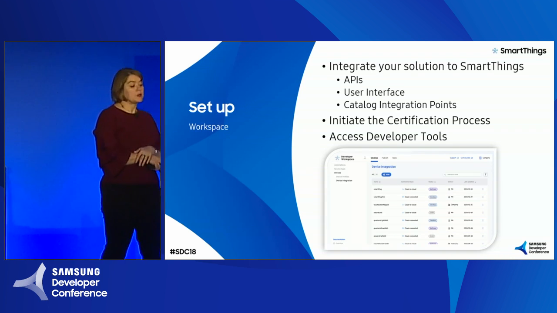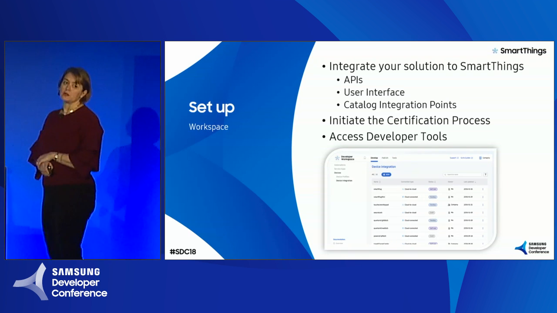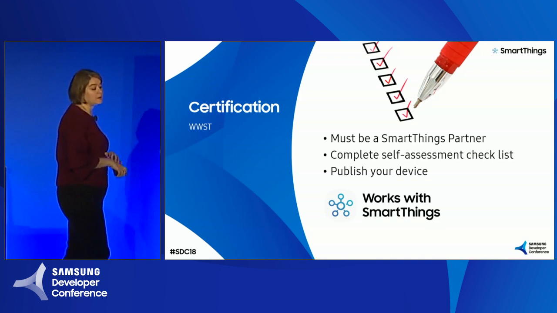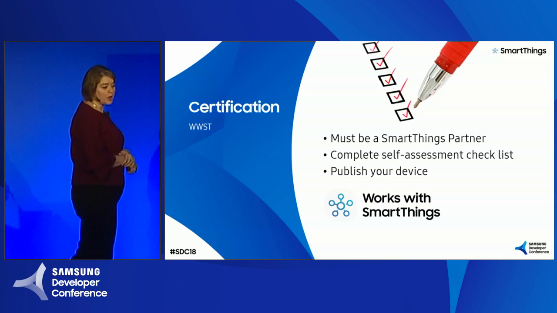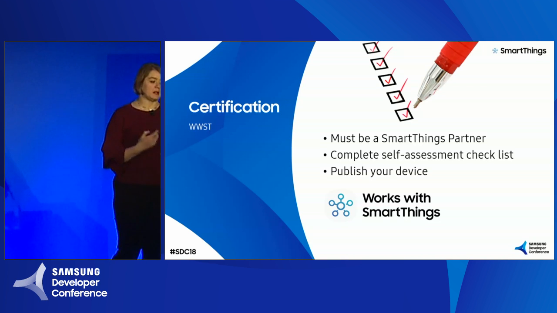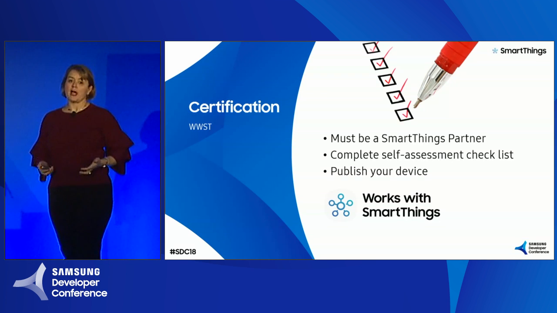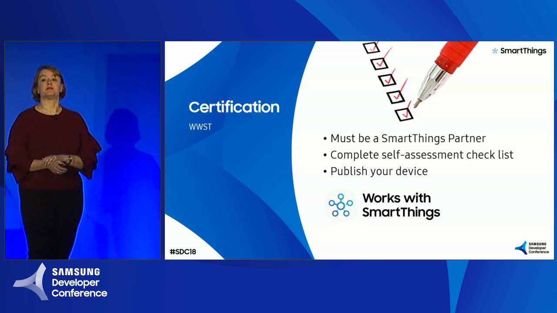From there, we can initiate the certification process and then access additional developer tools that you might need to use in your solution. Certification is one of those things that we see as really important, particularly because it builds customer confidence when we have that Works with SmartThings logo. So you have to be a SmartThings partner. We need you to complete the self-assessment checklist, which you can download from Workspace. And once we work through that and we get the certification, we can actually get your device published.